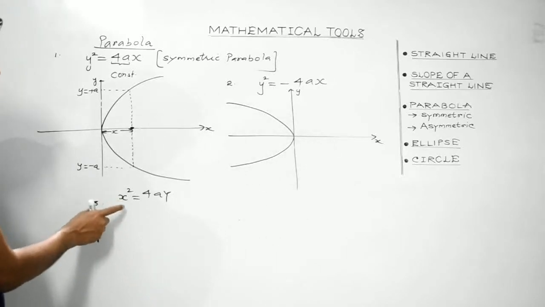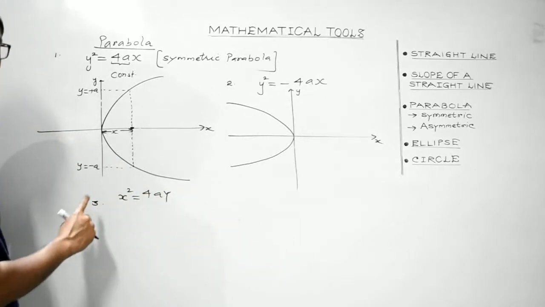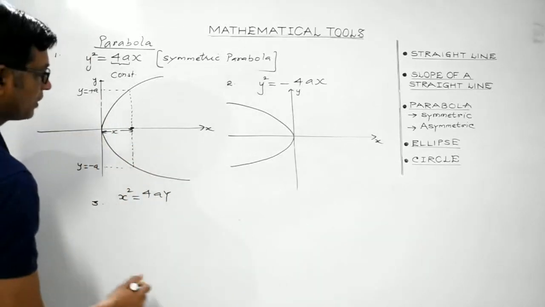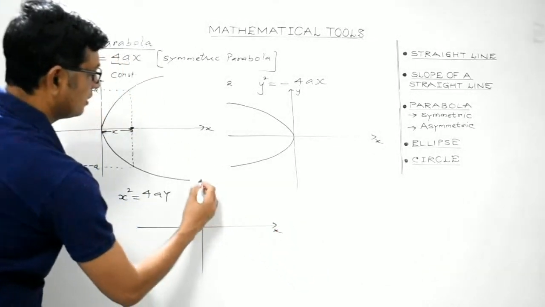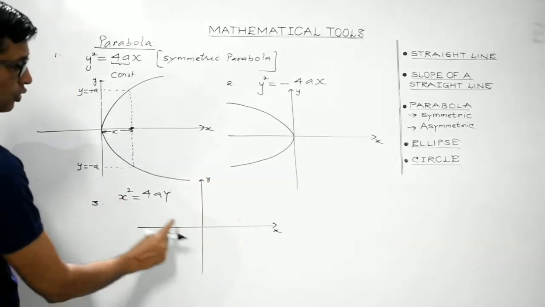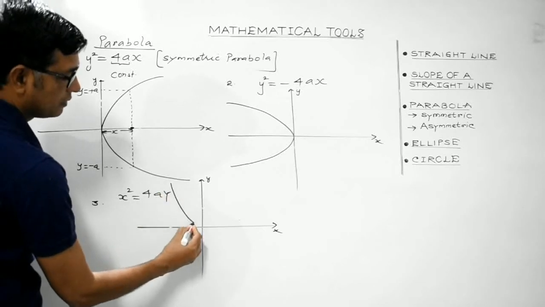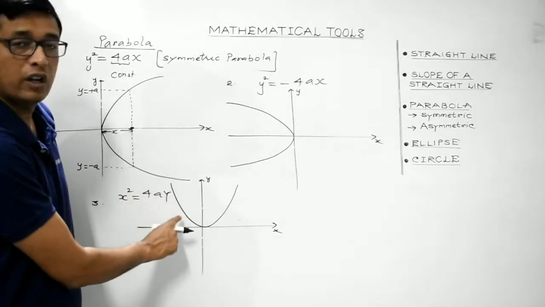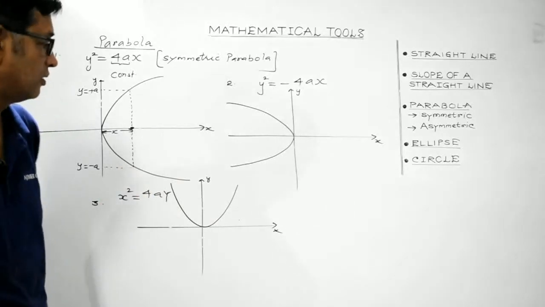Here, for two positive or negative values of x having the same magnitude, y will have a single particular value, isn't it? For x equals plus a and x equals minus a, y will have a unique value. So the graph obtained in this case would be somewhat like this. This is the x-axis, this is the y-axis. Look, for two different values of x, y will have the same value. So for x square equals 4ay, the graph would be in this particular manner, as drawn on the board, right?